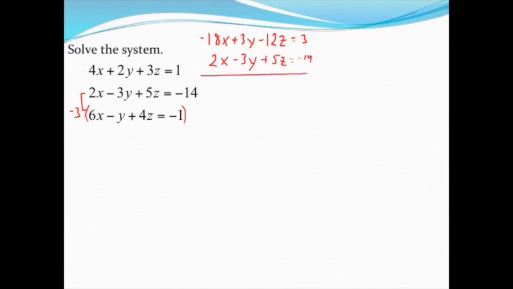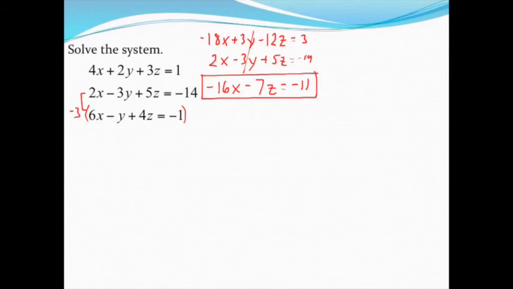Then I wanted to add those 2 equations together because I knew I would get rid of y. So my new equation is -16x. The y's are eliminated. That's what I wanted to have happen. Minus 7z, and then equals -11. Go ahead and box that equation. We're going to need it later.